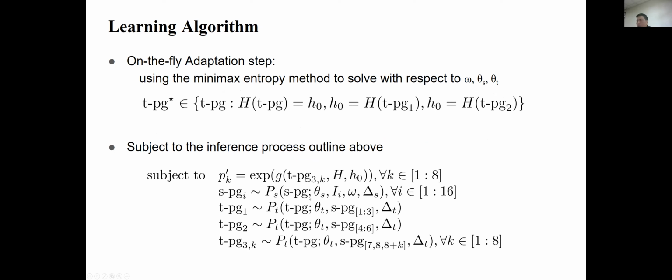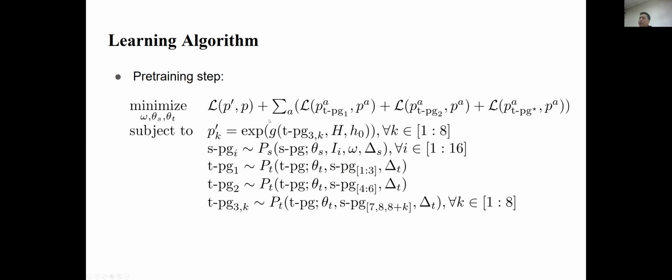So the full problem is that on-the-fly adaptation means we need to infer the SPG for a total of 16. You have 8 observed and 8 answers, so the total is 16 path graphs. You infer those, and then based on the 16 path graphs, you infer the temporal path graphs TPG1, TPG2, and TPG3. TPG3 has 8 possible path graphs. Then you fit all of those into a representation and see which has the most coherent representation after you do the projection. That's the whole process.